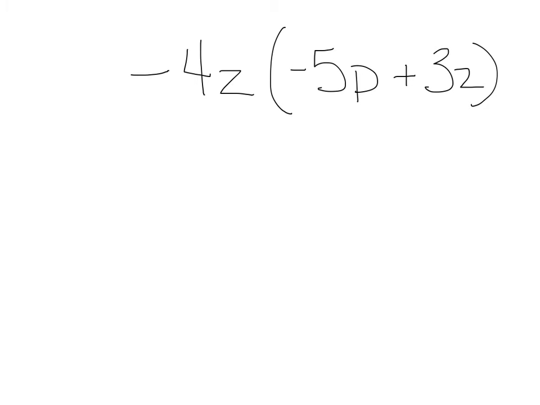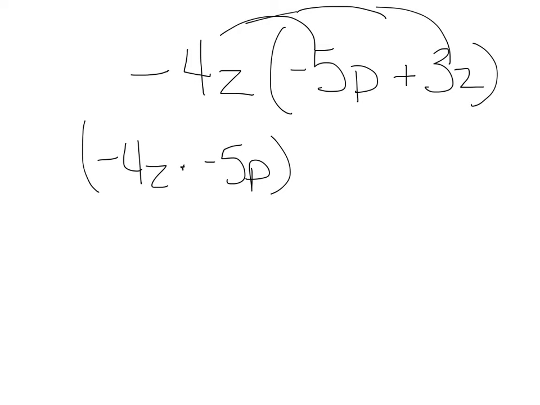One more example for the advanced students. Let's do a negative. What if I have negative 4z times (negative 5p plus 3z), and it said to expand. If we expand, we would get negative 4z times negative 5p plus negative 4z times 3z.